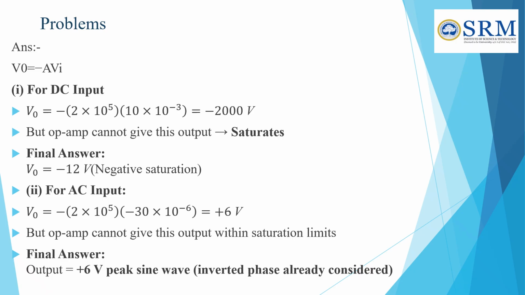For AC input, Vout is equal to minus 2 into 10 to the power 5 into minus 30 into 10 to the power minus 6, which is equal to plus 6 volt. This is within the saturation limits, so the final answer will be plus 6 volt peak sine wave, inverted phase already considered.